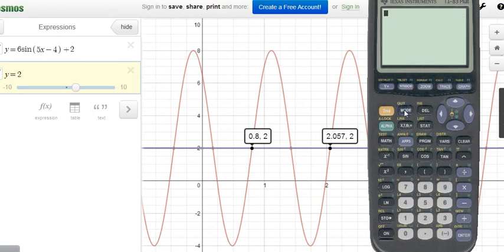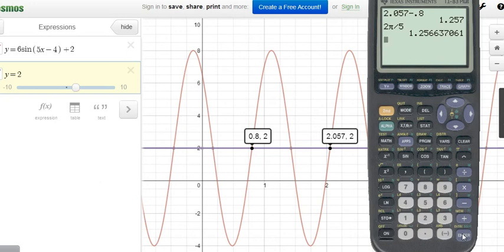Let's get a calculator. 2.057 minus 0.8. So 1.257, but what did we say our period was? 2 pi divided by, what do you think it's going to say? Pretty close, right? I mean, really, actually, because these aren't exact. If those were exact, then it would be exact, right? But I mean, the 3 decimal places, that's close enough for us, right?